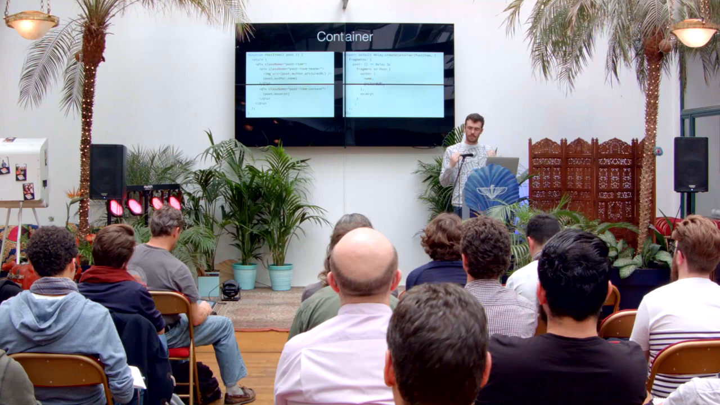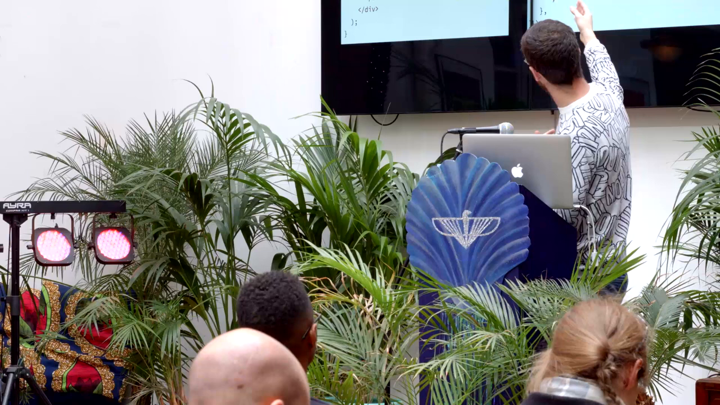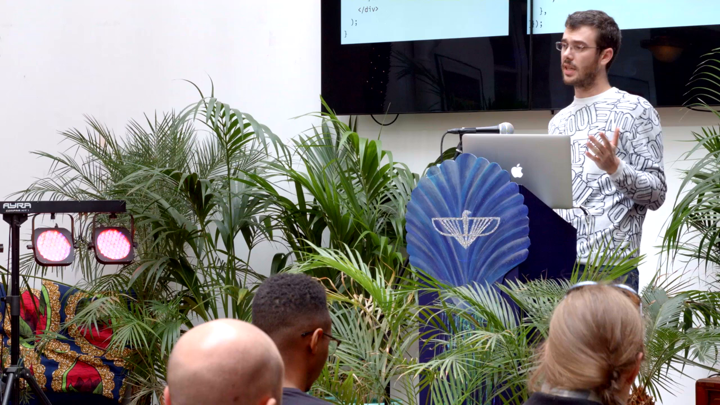So the basic of Relay is you have a component which is called post item and takes a post and will render the author name, the author picture, and the excerpt of the post. And then instead of exporting directly your component, you will use a higher order component called Relay.createContainer, and you will declare that this component needs, on an object of type post, the field author, the name, the picture URL, and the excerpt. And Relay will automatically fetch this data for you and make sure that this component receives the post and the data that it needs.